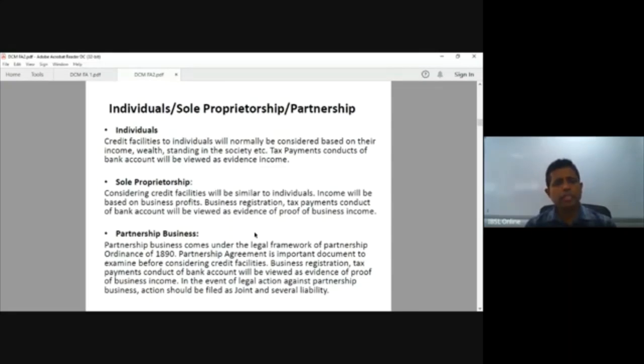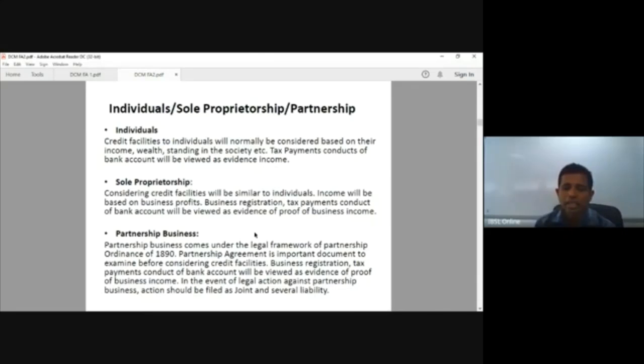Then take the partnership business. Partnership business comes under the legal framework of the Partnership Ordinance 1890, where a partnership can be established in three ways: in a written agreement, by word of mouth, or implied. But when it comes to granting loans, there should be a partnership agreement. Partnership agreement is a very important document to examine before considering credit facilities. You should have that document, right?